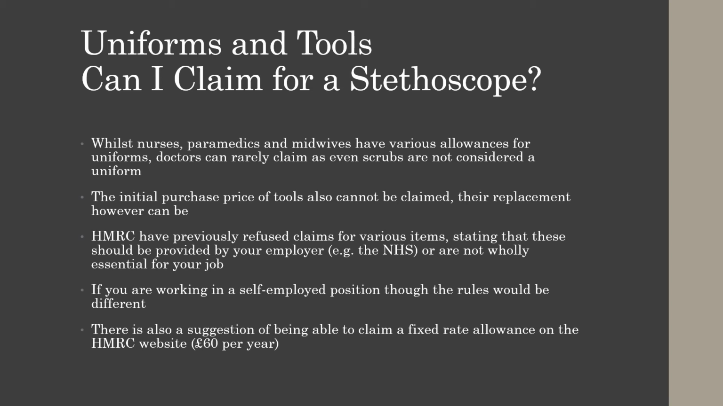HMRC have previously refused claims for various items, stating that these should be provided by your employer, e.g. the NHS, or are not wholly essential for your job. If you're working in a self-employed position, though, the rules would be different. If you look on the HMRC website, there is a suggestion of being able to claim a fixed rate allowance of £60 per year.